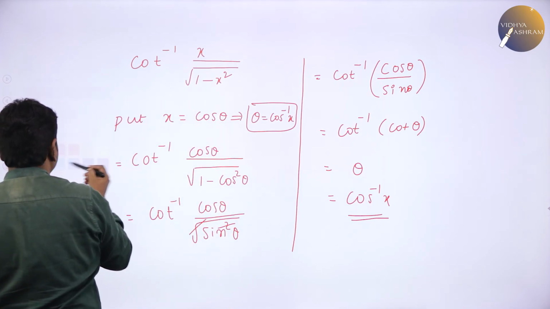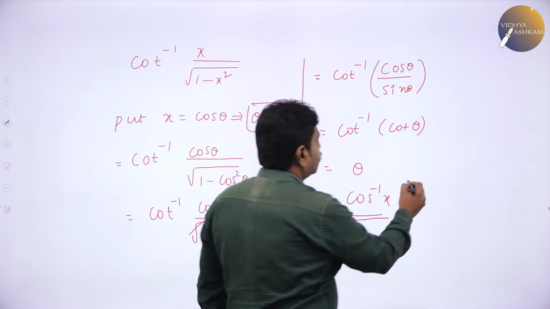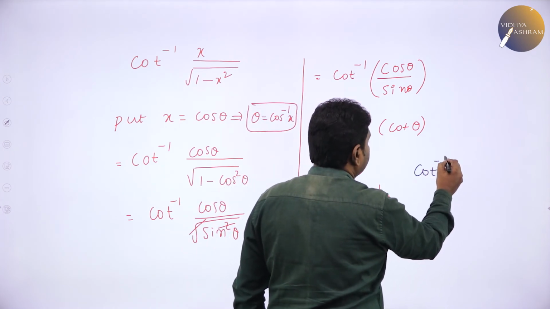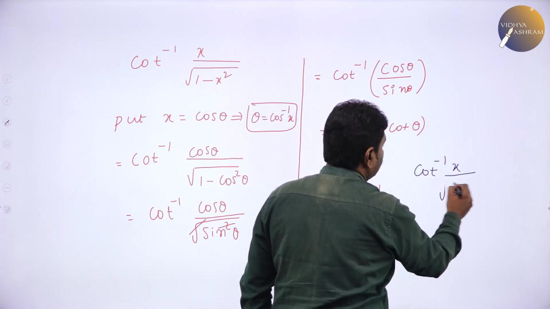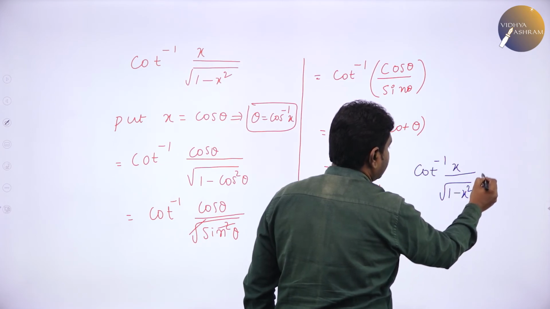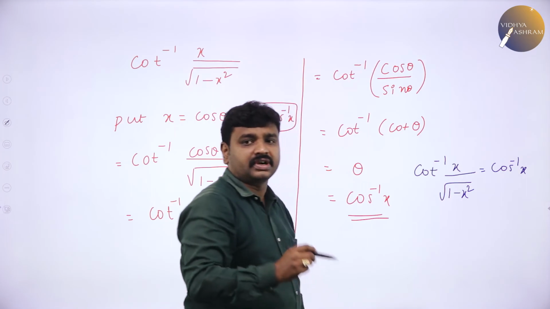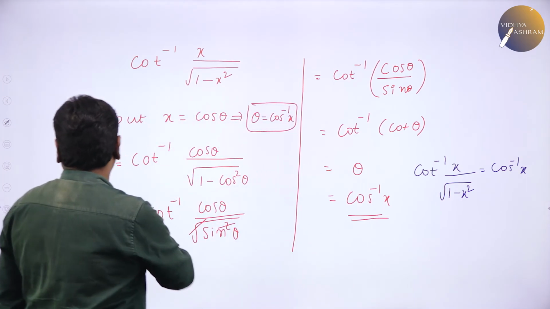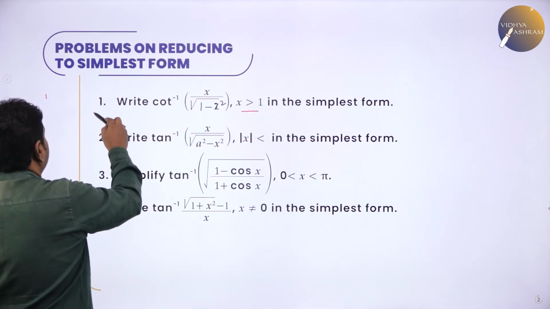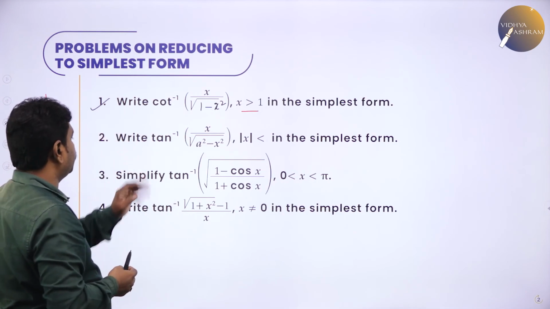Conclusion: cot inverse of x divided by root of 1 minus x square is exactly equal to just cos inverse x. That's it. So now we are done with the problem. Now I have done problem 1. Now we'll go to problem 2.